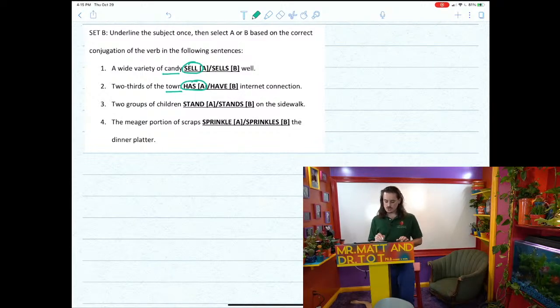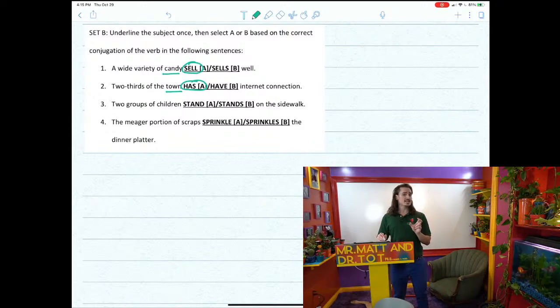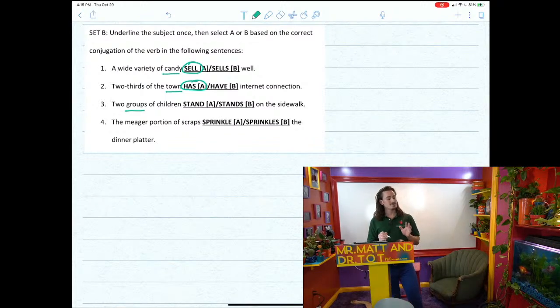Number 3, 2 groups of children stand or stands on the sidewalk. So here, it's 2 groups. So we're not indicating a portion, but it's more than one group. So groups is plural. So we have a plural subject requiring a plural verb. Plural nouns usually end in S, so plural verbs usually do not. So 2 groups of children stand on the sidewalk.